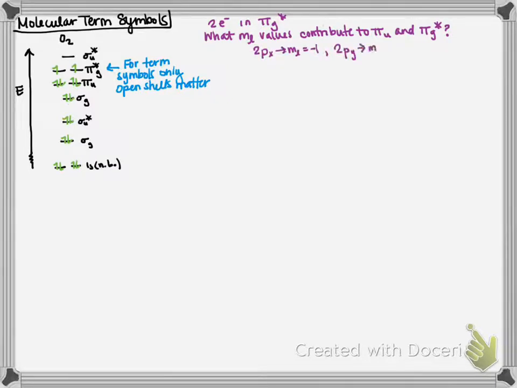So 2px is one of the contributors to pi ungerade and pi gerade, and that has an m sub l value of -1. 2py is the other atomic orbital that's going to contribute to these pi states, and it has an m sub l value of +1. Remember that the 2pz, which has an m sub l of 0, contributes to forming sigma bonding and antibonding molecular orbitals. It doesn't contribute to the pi. So we're only going to have two possible little m sub l values, -1 and +1. There's no 0 here, which is a little bit different.